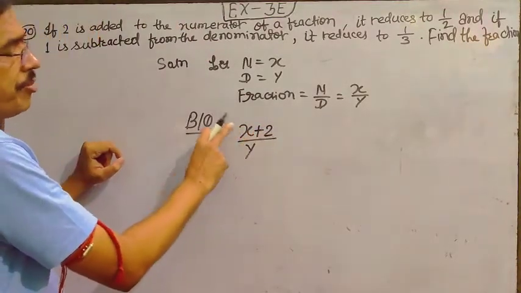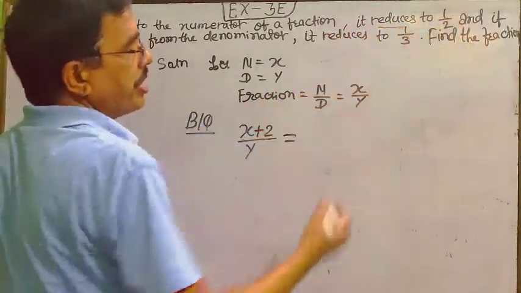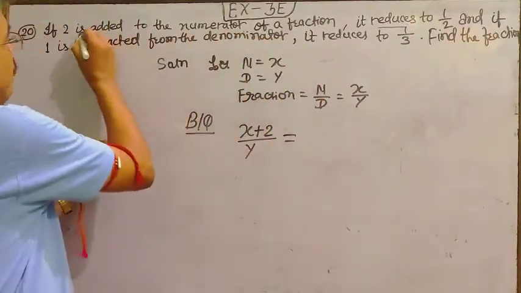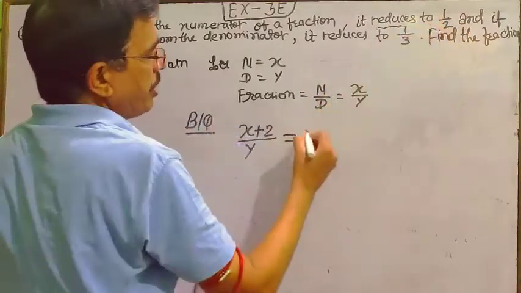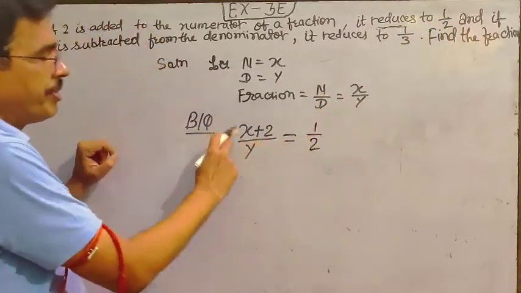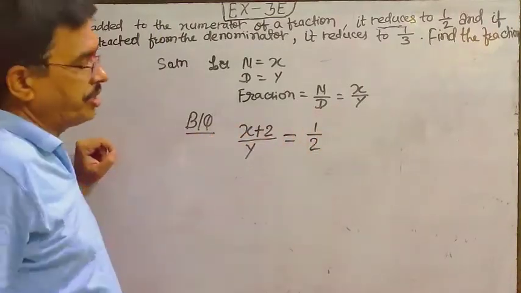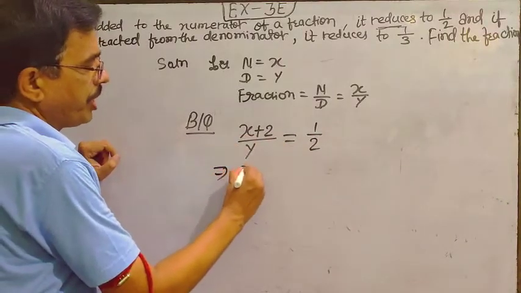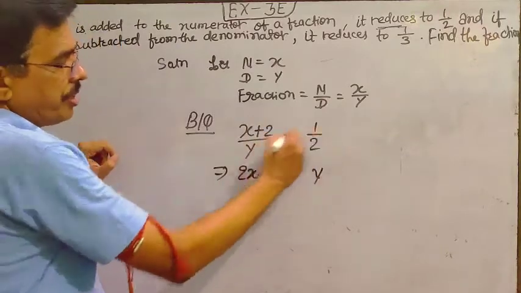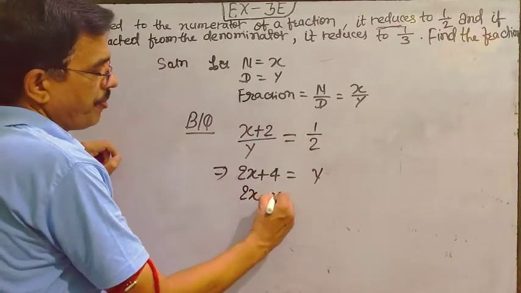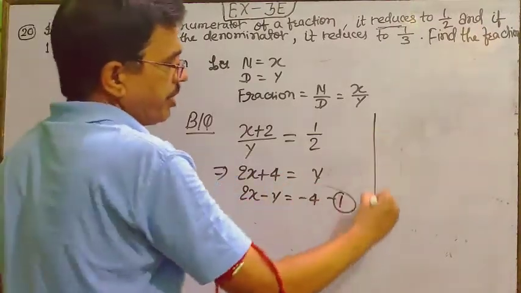If 2 is added to the numerator, it reduces to 1 by 2. When we add 2 to the numerator, then the fraction becomes 1 by 2. When you cross multiply, what do you get here? You get 2x plus 4 is equal to y. Then it is 2x minus y is equal to minus 4. It is the first equation.